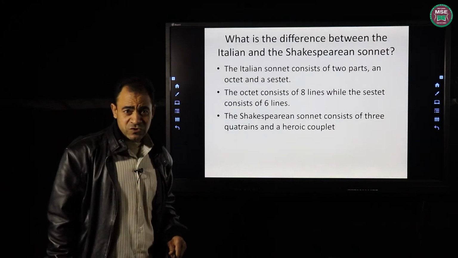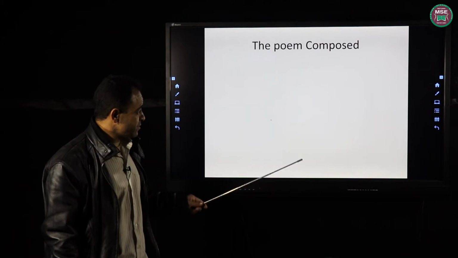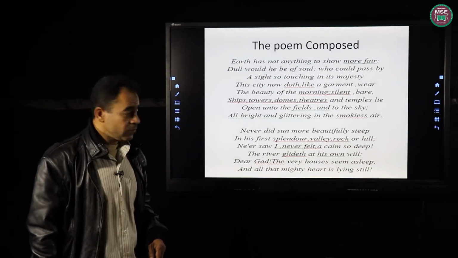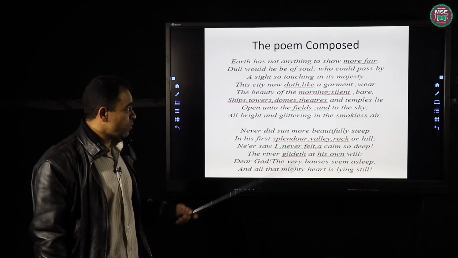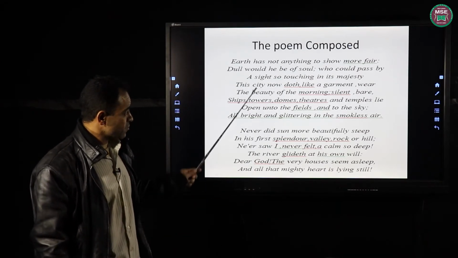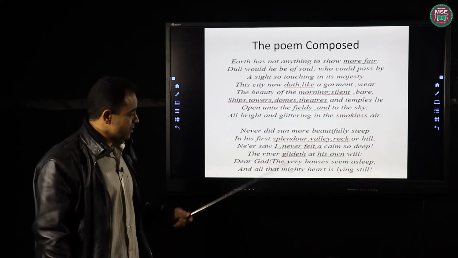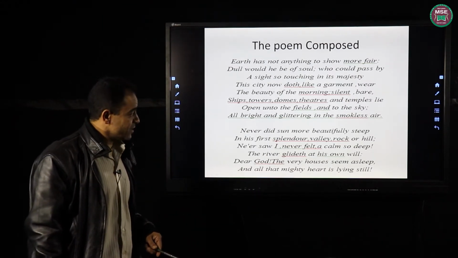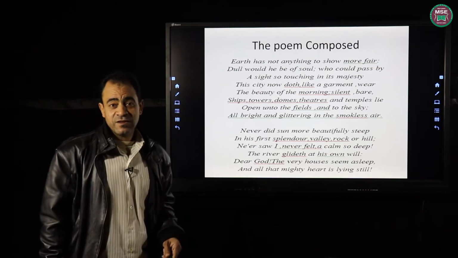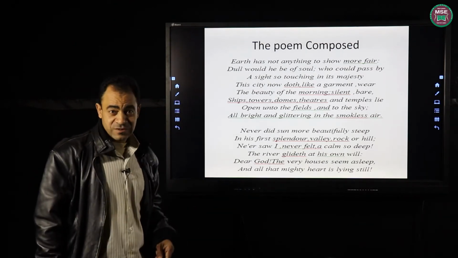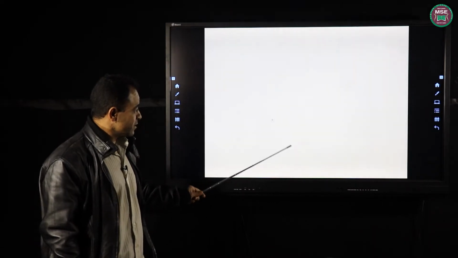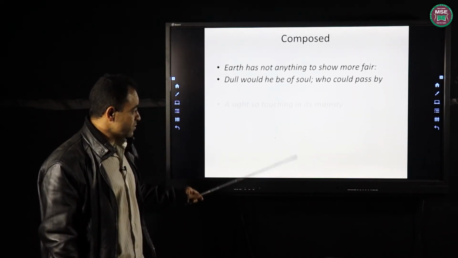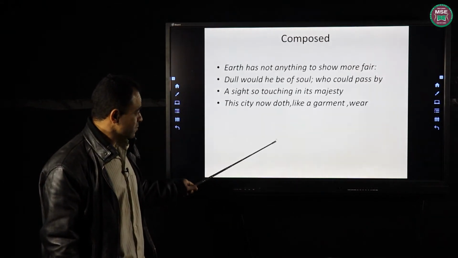Have a look at our sonnet here today, "Composed", and tell me if it is Shakespearean or Italian. Have a look. It's only 2 parts, yes. The first part, octet, 8 lines. The second part, sestet, 6 lines. So, what sonnet is it? Yes, it is an Italian sonnet, octet and sestet, okay? Very good. Let's start here with the first stanza, or the first part, the octet, the 8 lines.